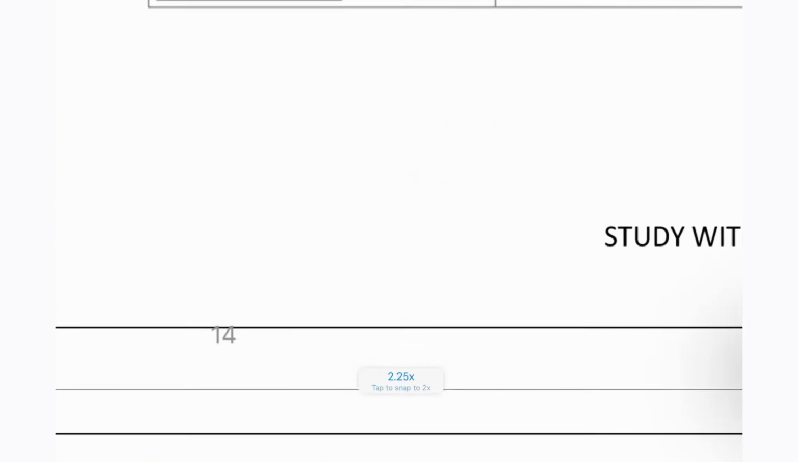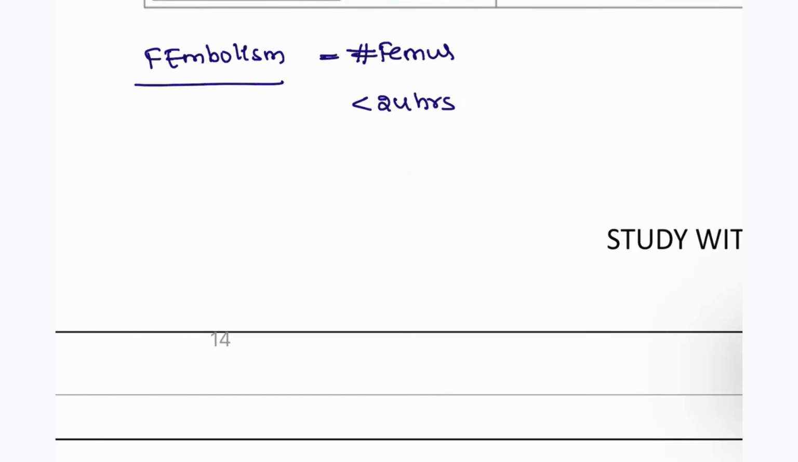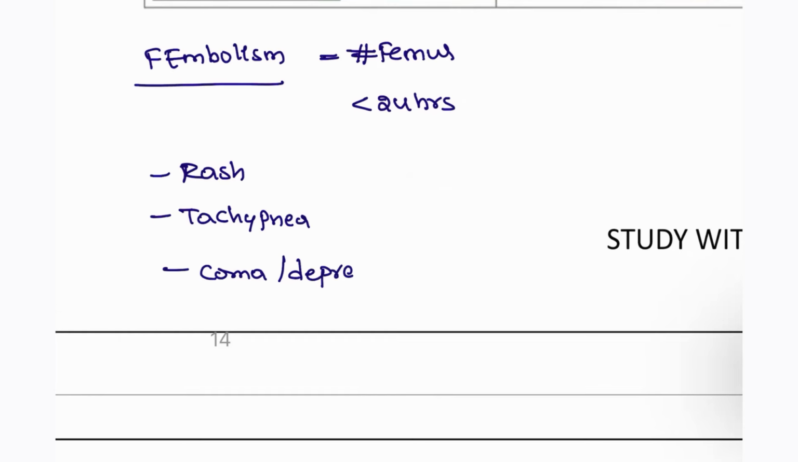Next, a common question that can be asked in the examination, fat embolism syndrome. Fat embolism is most commonly associated with the fracture of which bone, guys? Commonly the femur. Femur fracture is associated with fat embolism syndrome, and this is seen within 24 hours of the fracture. The patient will develop a sudden rash and sudden tachypnea, and if left untreated, the patient can go into depression and coma.